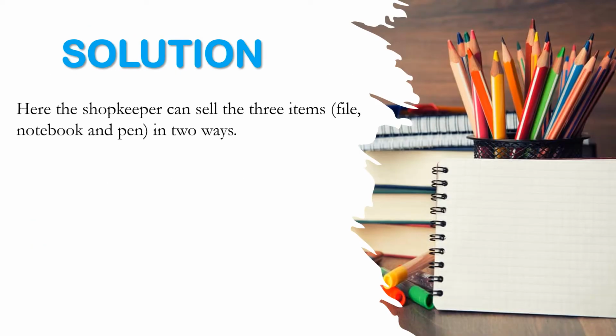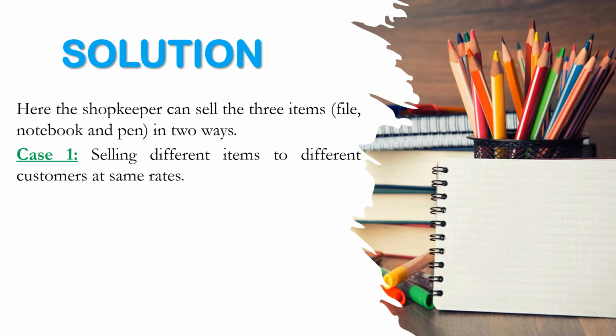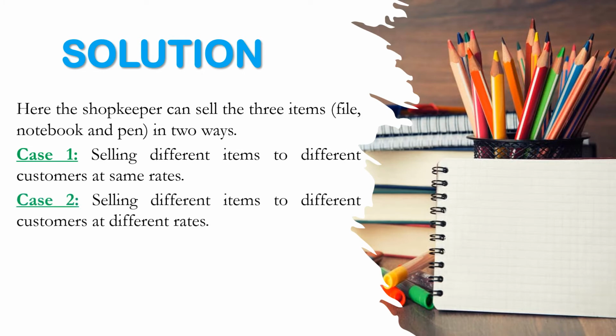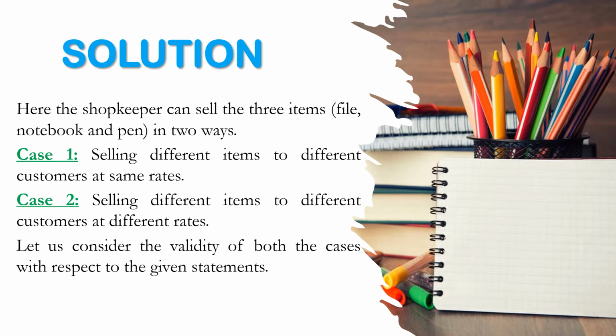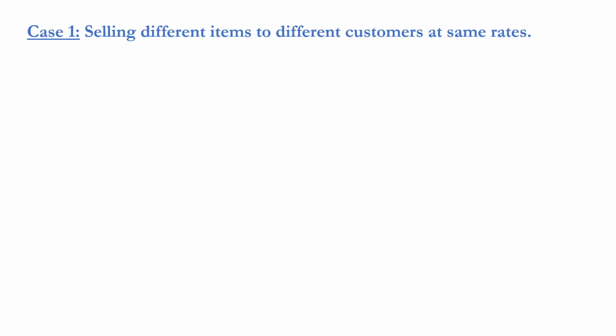Solution. Here, the shopkeeper can sell three items, file, notebook and pen, in two ways. Case 1. Selling different items to different customers at same rates. Case 2. Selling different items to different customers at different rates. Let us consider the validity of both the cases with respect to the given statements. First, let us consider case 1. Selling different items to different customers at same rates.